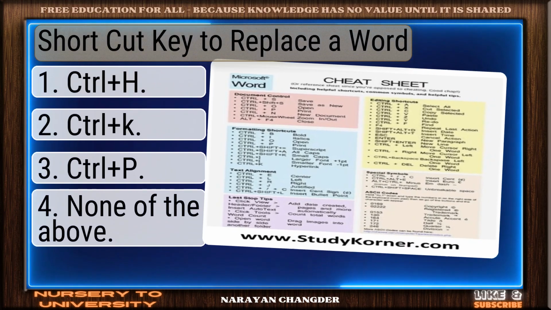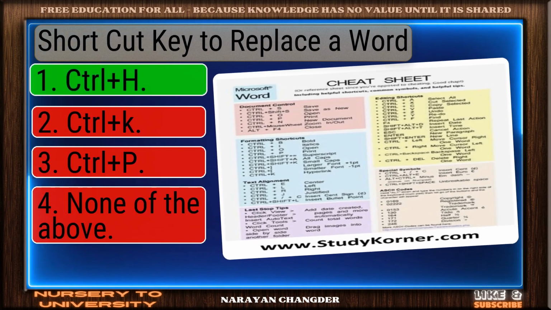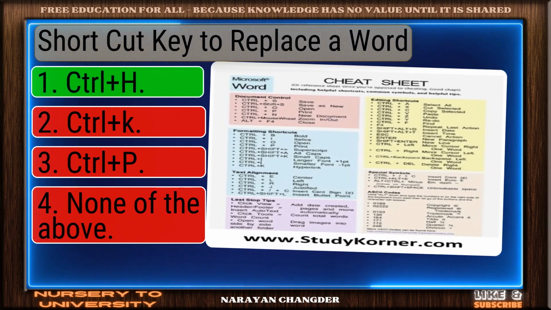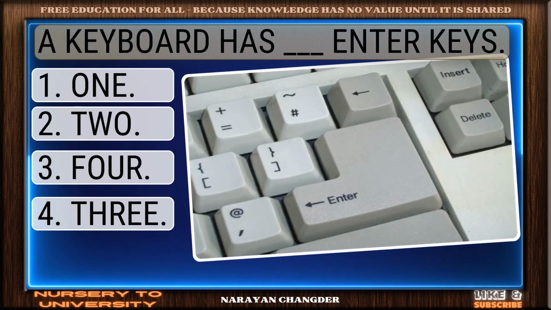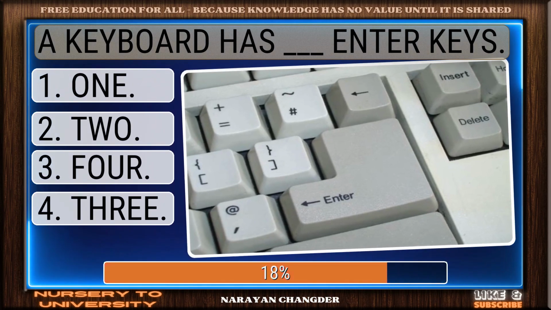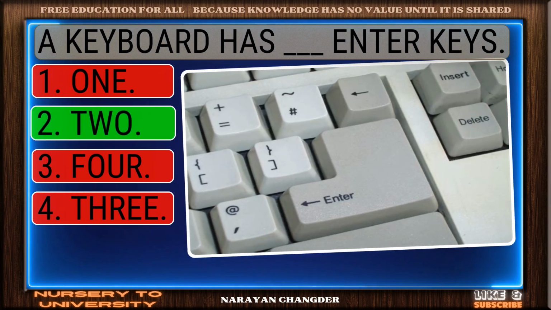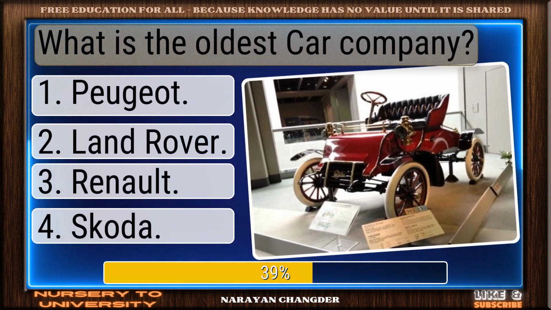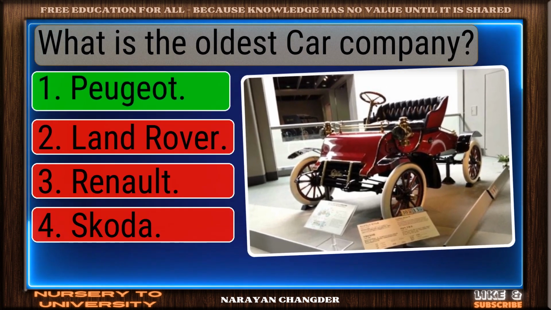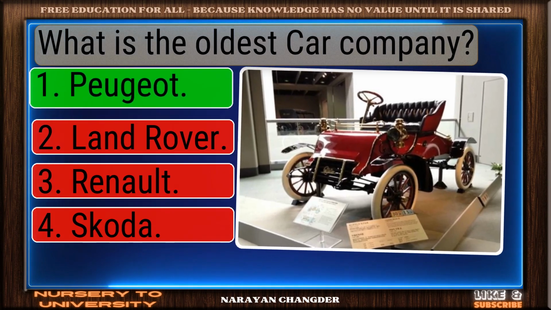Shortcut key to replace a word. Excellent choice. Ctrl plus H is the right answer. A keyboard has dash-enter keys. Bravo, 2 is the answer. What is the oldest car company? Correct response. Peugeot is the most accurate answer.